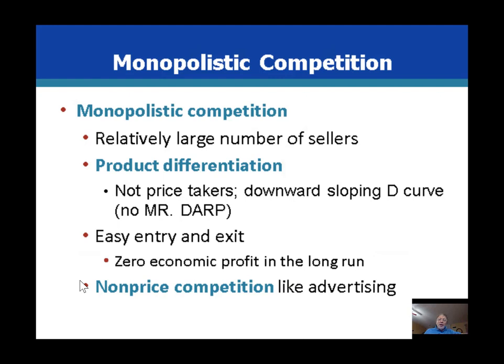They are not price takers, so there would be a downward sloping demand curve, unlike the horizontal demand curve in perfect competition represented by our acronym Mr. DARP. Now, there would be very easy entry and exit. Hey, you can start up a shop in the mall and shut down a shop in the mall pretty easily. And so there would be zero economic profits in the long run. And these monopolistically competitive firms like Abercrombie and Fitch are going to rely very heavily on advertising and non-price competition.